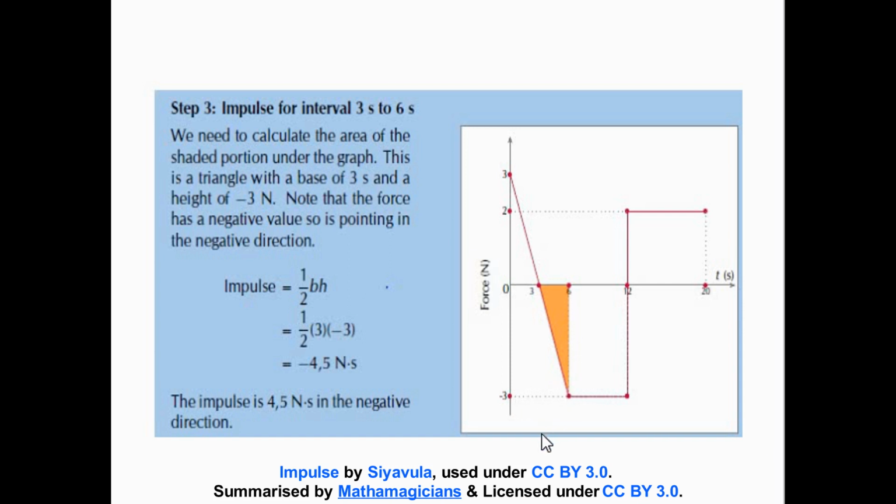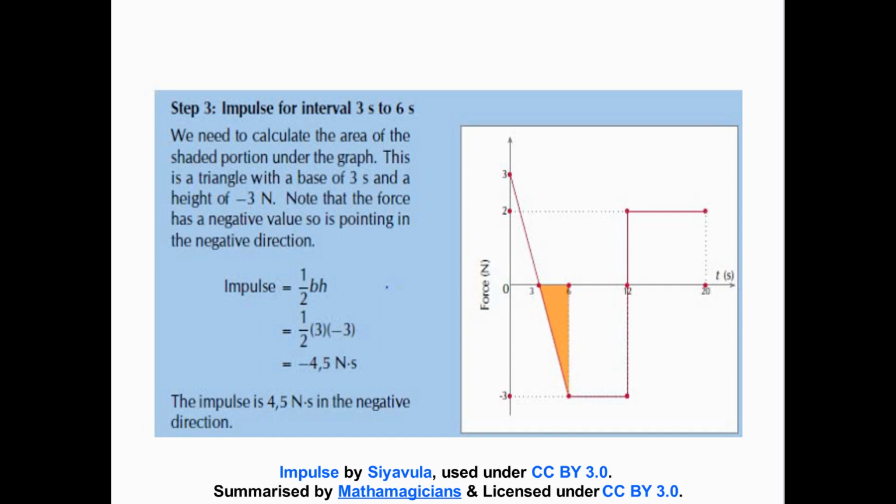Okay, so this impulse, half base times height, is going to be equal to half of 3, this 3 over here, times negative 3. So half of negative 9 is negative 4.5 newtons per second. And this is the impulse in the negative direction. Quite straightforward, quite easy. So now we know for this shaded one over here, it was positive 4.5, and for this one it was negative 4.5. All right, now let's go calculate the impulse for the next interval.